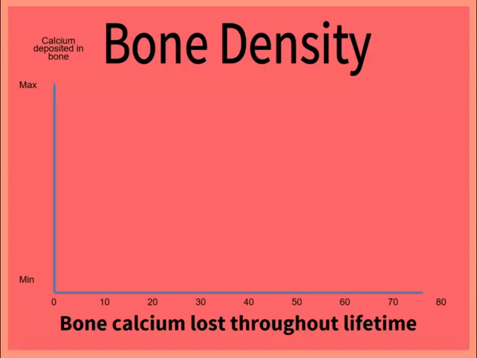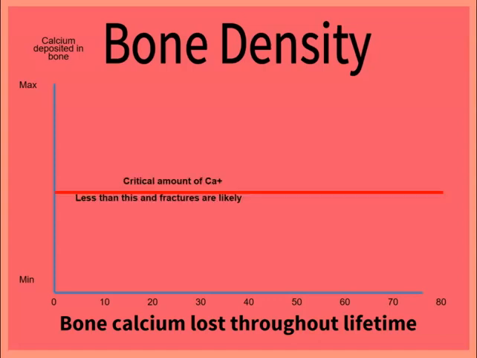So, bone calcium loss throughout lifetime. This is kind of just a generic number here, the critical amount of calcium. If you have anything less than this, you're going to be much more likely to have fractures. So then look at here. Here's a person who has a pretty sedentary life and a low calcium consumption. Around 30, you start going down. Osteoclast activity occurs more rapidly than osteoblast. And by the time they're in their mid-50s, they're already in this dangerous area of potentially having osteoporosis.